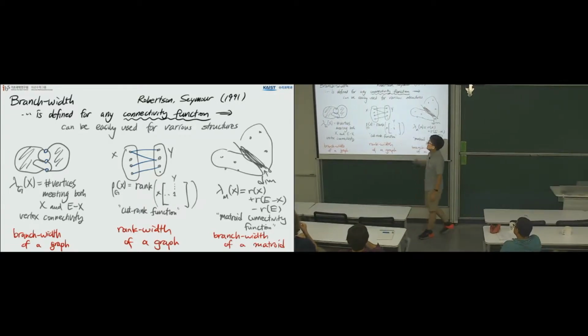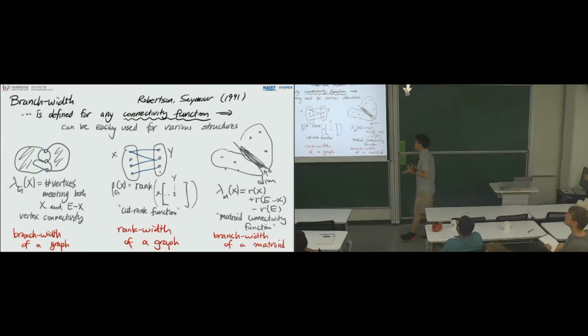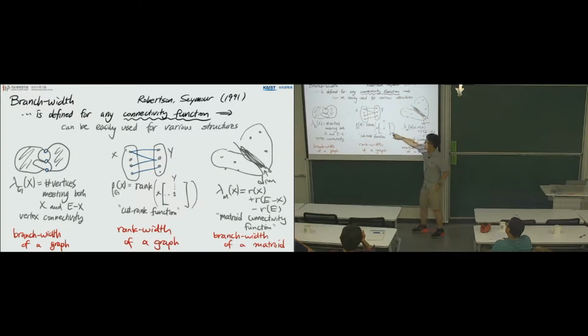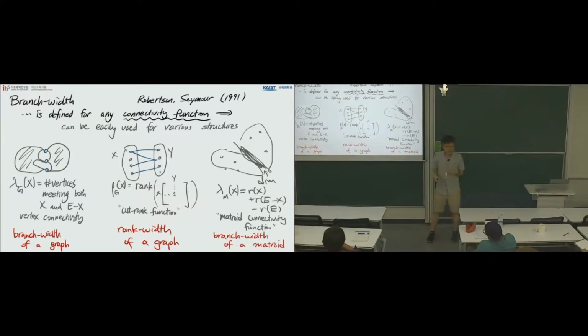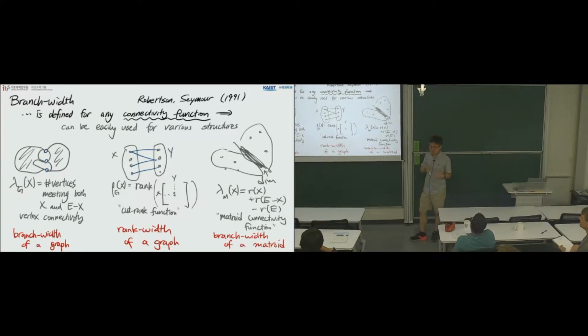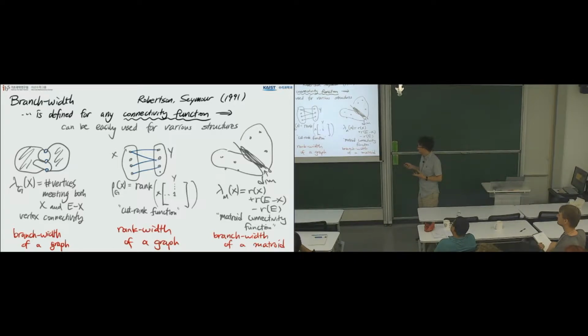If you look at a partition of the vertex set into two sets, you compute the rank of the matrix where the rows are indexed by one side and the columns are indexed by the other side, and the entry is 1 if two vertices are adjacent, 0 otherwise. This is symmetric automatically because the transpose doesn't change the rank, and submodular by some magic, so this is a connectivity function. And if you use this connectivity function, you get the definition of rank width.